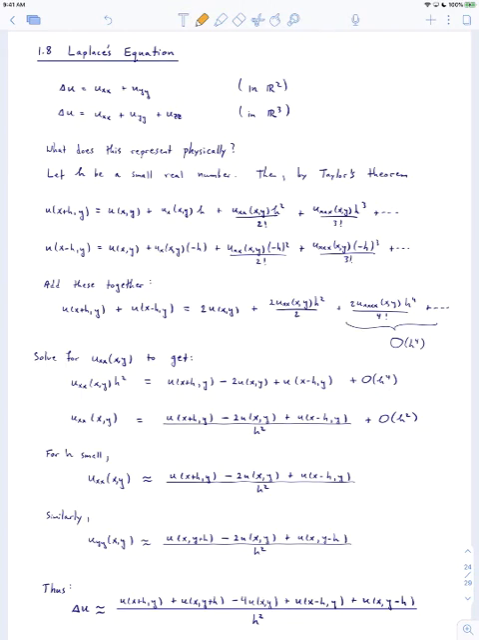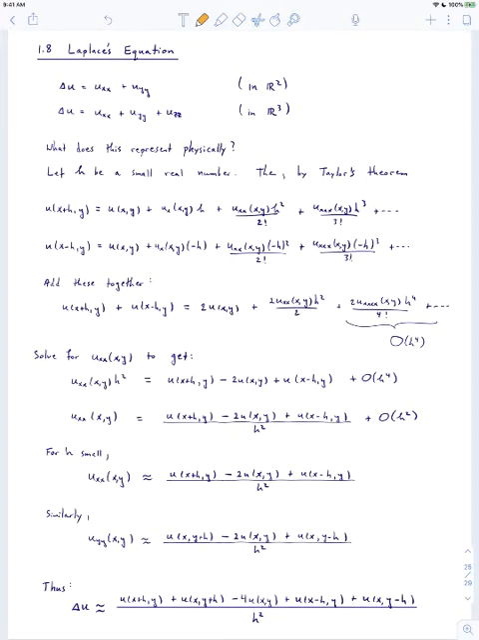In this video, we'll look at the notes for section 1.8 on Laplace's equation. The Laplacian has an R2 version and an R3 version. In R2, the Laplacian of u is equal to the second partial of u with respect to x plus the second partial of u with respect to y. In R3, we have the same thing, but then we just add in a second partial of u with respect to z. These give us the Laplacians of u in R2 and R3.